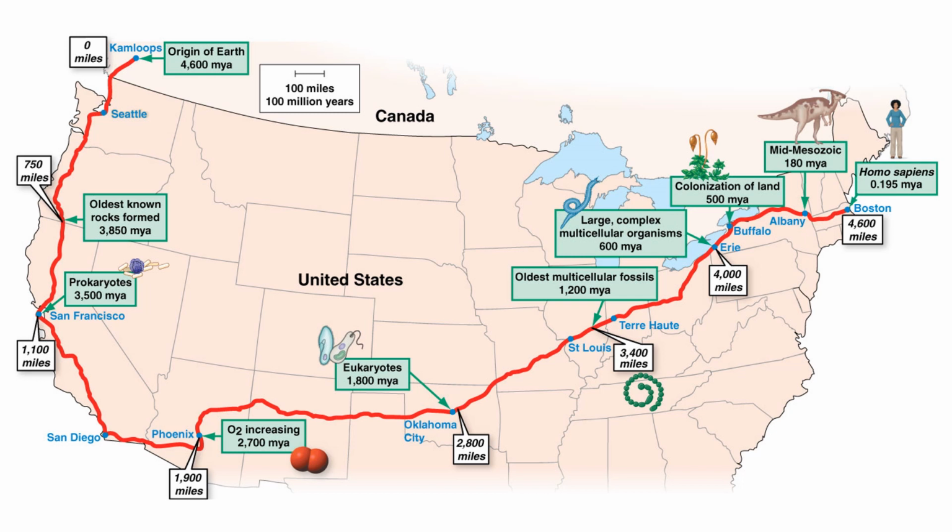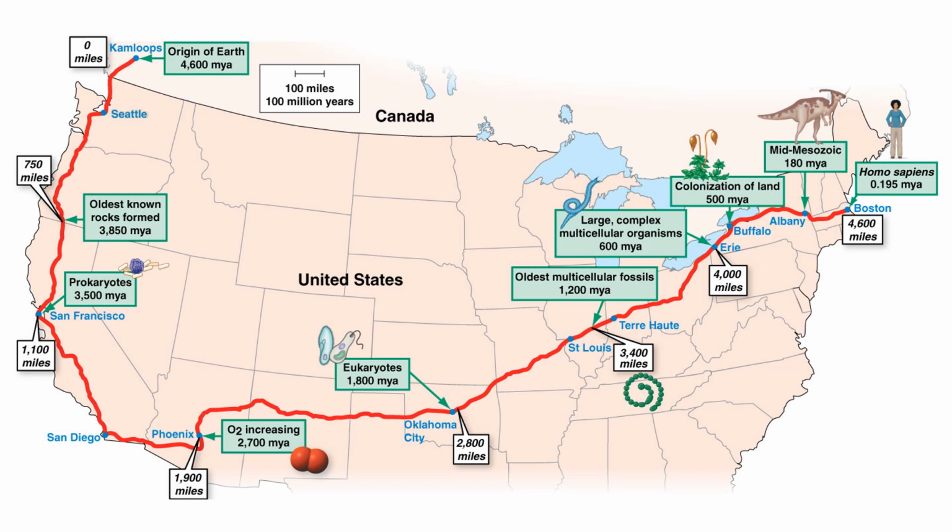If we travel down to San Diego and then head east to Phoenix, at this point we're starting to increase the level of O2 in the atmosphere, which is going to change the face of the planet and the organisms that can live there. This is about 2.7 billion years ago. We head further east to Oklahoma City. This is about 1.8 billion years ago, when the first eukaryotes are thought to have inhabited the planet.